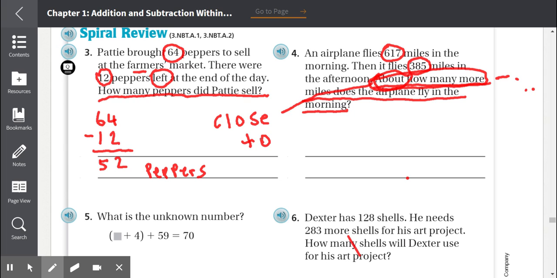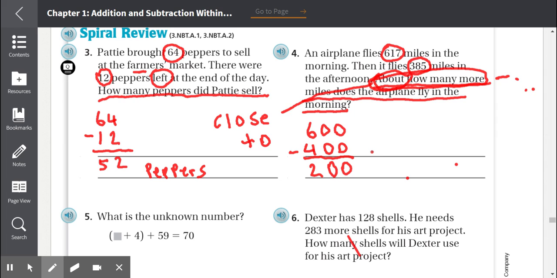617. If we round this to the nearest hundred, it will be between 600 and 700, but it'll be closer to 600. 385 would be between 300 and 400, but it is closer to 400. So now we start subtracting from the ones place. 0 minus 0 is 0. 0 minus 0 in the tens place, 0. 6 minus 4 in the hundreds place, 2.